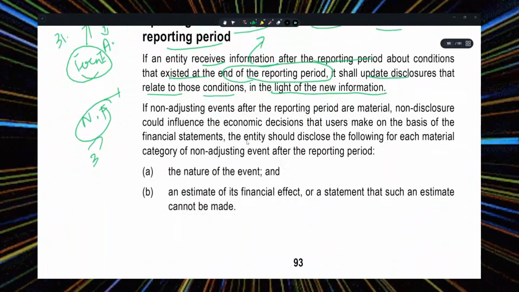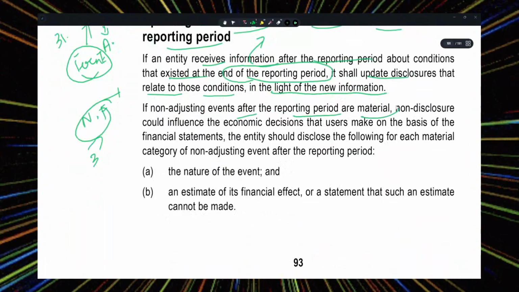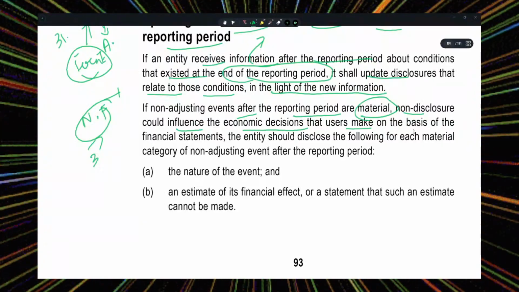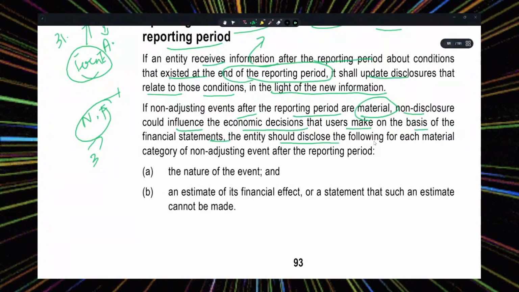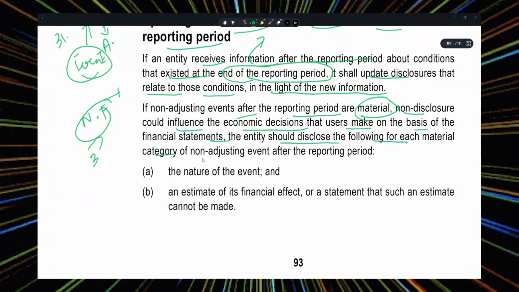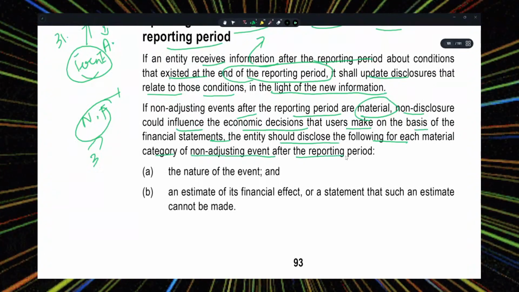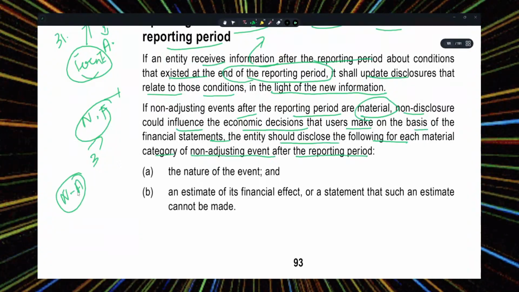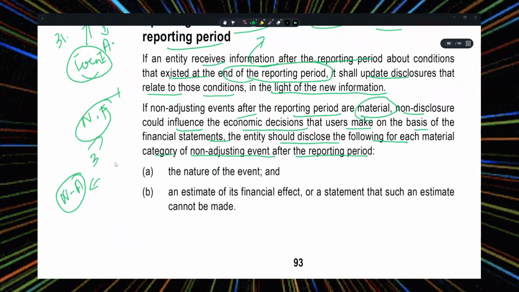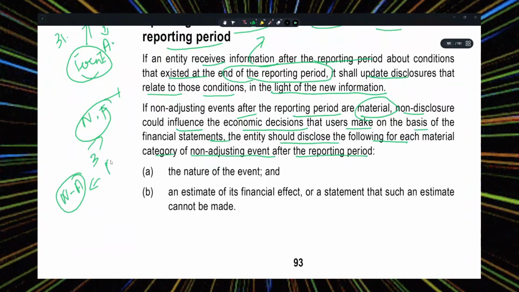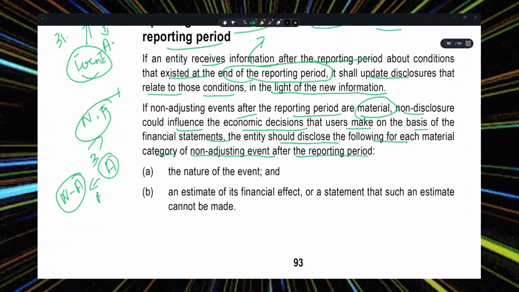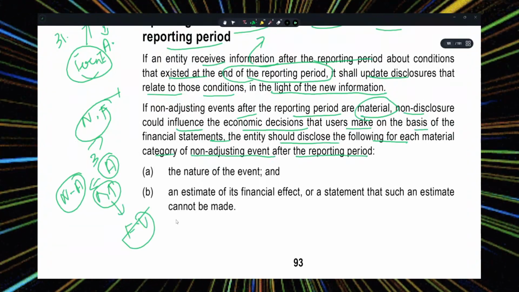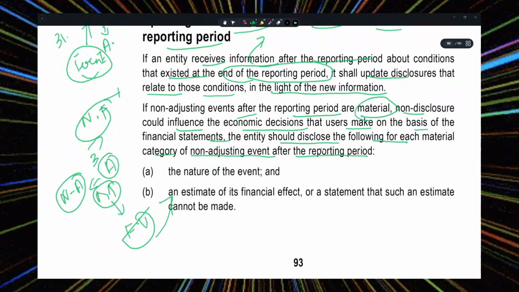If a non-adjusting event after the reporting period is material, or non-disclosure could influence the economic decisions of the users made on the basis of the financial statements, the entity should disclose each material category of non-adjusting events after the reporting period. Sometimes there will be some non-adjusting events. You may think it is not adjusting, so no need, but if the auditor thinks it is material and it may affect the future viability of the organization, you need to disclose it.